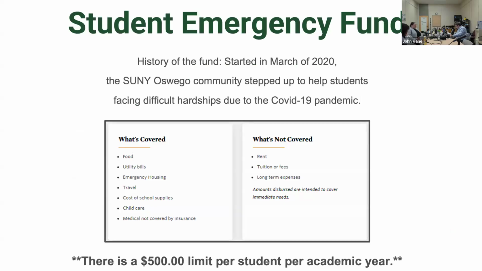So the emergency fund, a quick little brief history. As many of you remember, during the pandemic in 2020, SUNY Oswego established an emergency fund to help students survive that pandemic and the financial hardships that came with it. And this was a really great initiative, I think, that the college and many universities across the US had established. And we were able to use that fund and really sustain it until now.